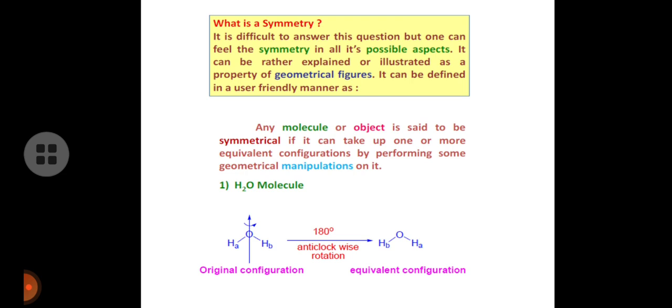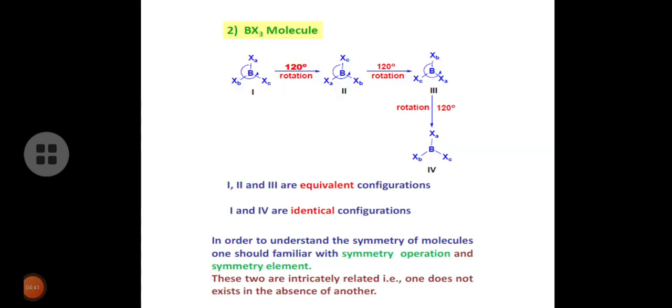For example, the water molecule, which has two hydrogens and one oxygen. The original configuration is shown in structure 1. When we rotate it by 180 degrees anticlockwise, it gives another structure that is an equivalent configuration but not the same. Another example, the BX3 molecule. When we rotate it by 120 degrees, it will give three structures: 1 and 2, 2 and 3, 3 and 4. Structures 1, 2, 3 are equivalent configurations, whereas 1 and 4 are identical configurations.